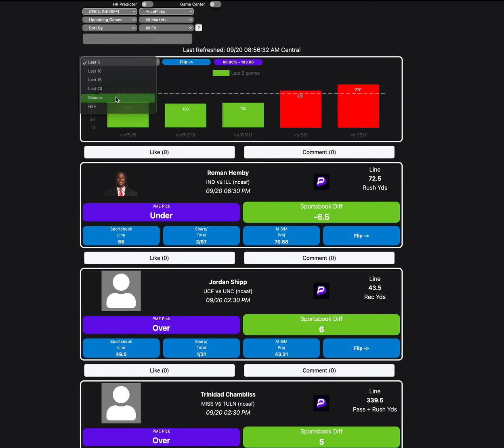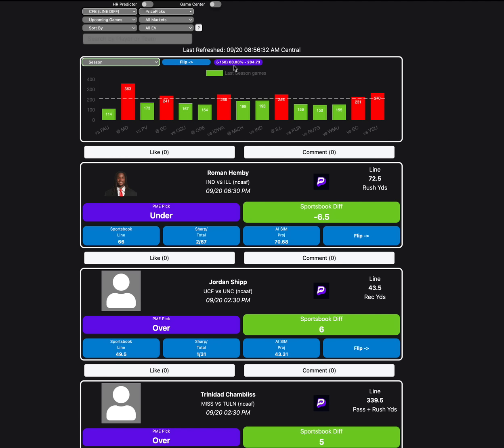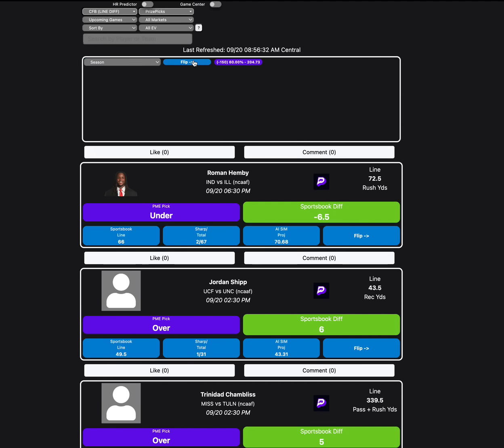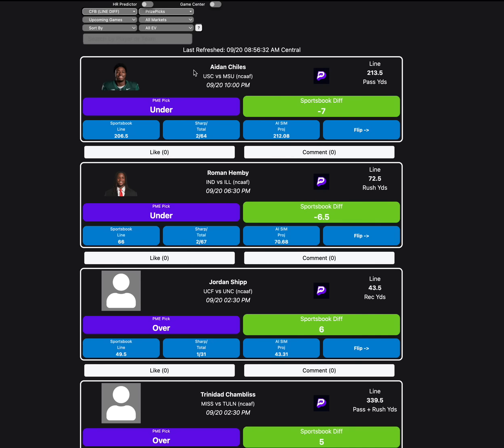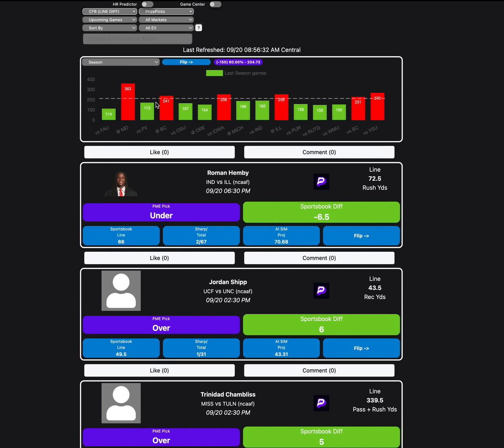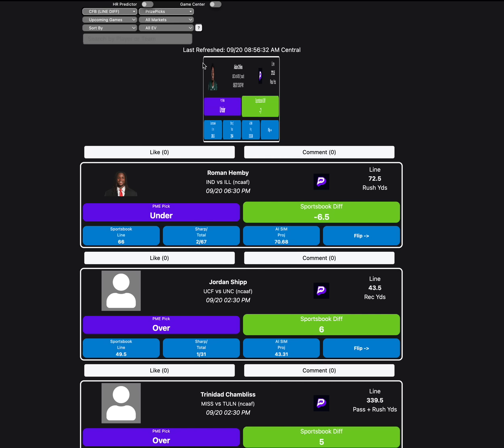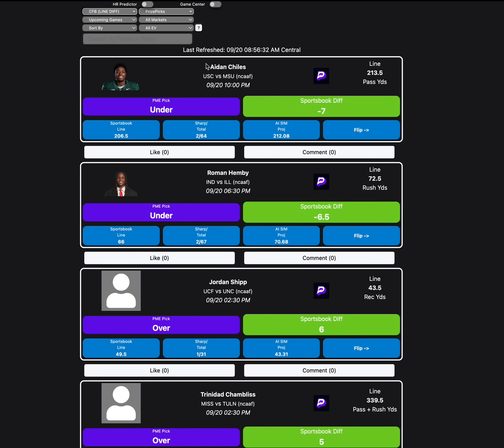Let's check his history over the season on this line. He's hit the under in 60%, averaging 204.7 passing yards a game over the season sample of a good bit of games here. All right? This is so far this season and last season. All right? Equivalent money line of minus 150 on the under if you're just looking at the season hit rate. All right, so Aiden Childs under 213.5 is a good spot there.